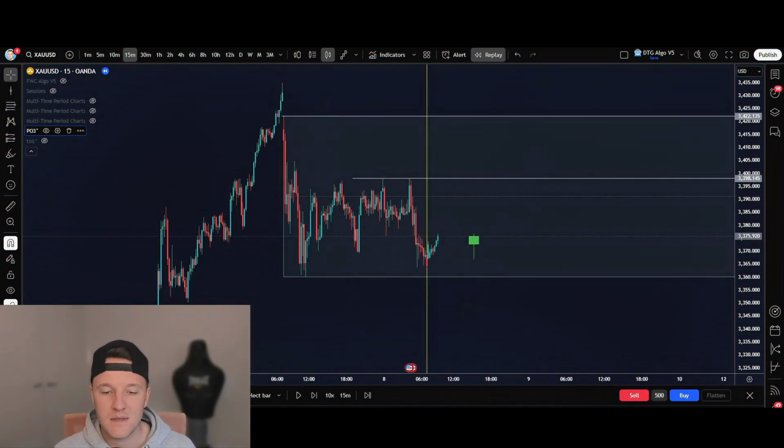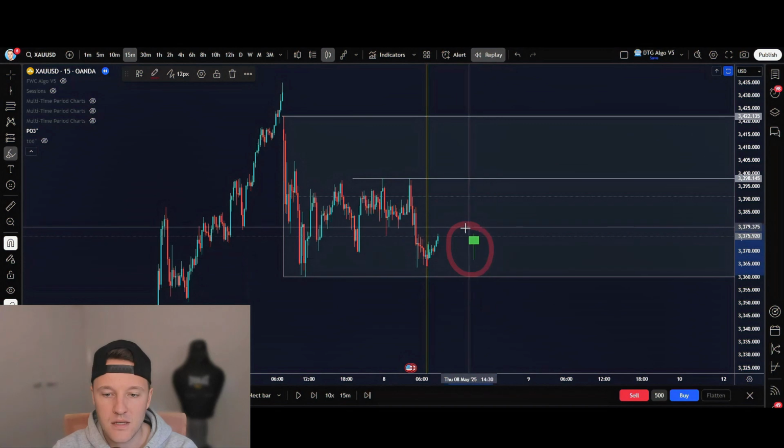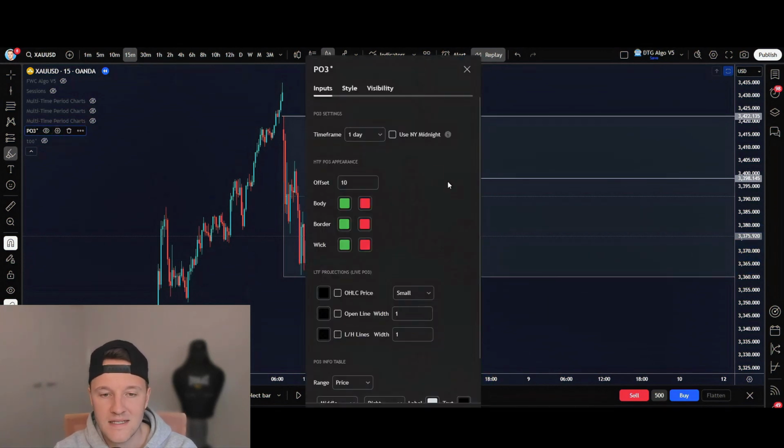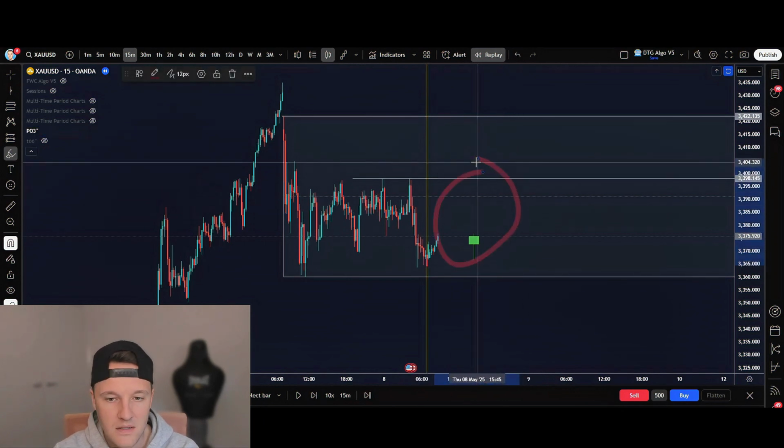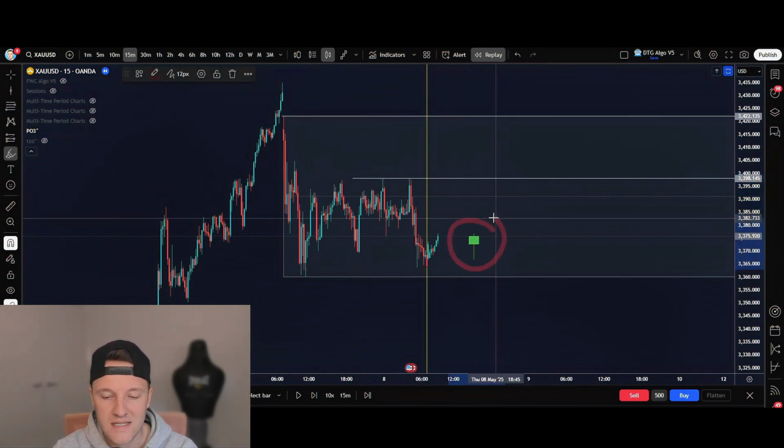We're on the 15-minute time frame. I have added the line right here, this yellow line, which you can see, which represents where the daily candle closed and the new daily candle opened. And I've also added the PO3 indicator, which overlays the daily candle for us, so we can see how this plays out from a 15-minute perspective, but also watching the daily candle.